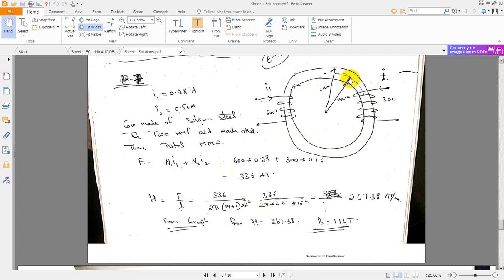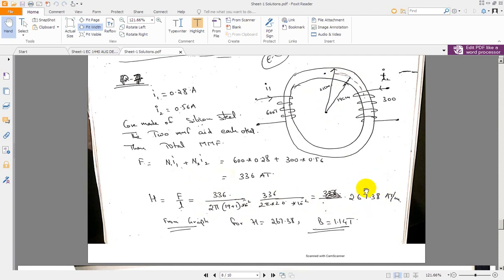And half of this thickness will give the mean circle. From this mean circular area, we need to calculate the radius. The radius will be 19 plus this distance, which is 1. 19 plus 1 will be equal to 20 centimeters. So we have written (19 plus 1) into 10 power of minus 2. If we calculate, you will get a field intensity of 267.38 ampere turns.